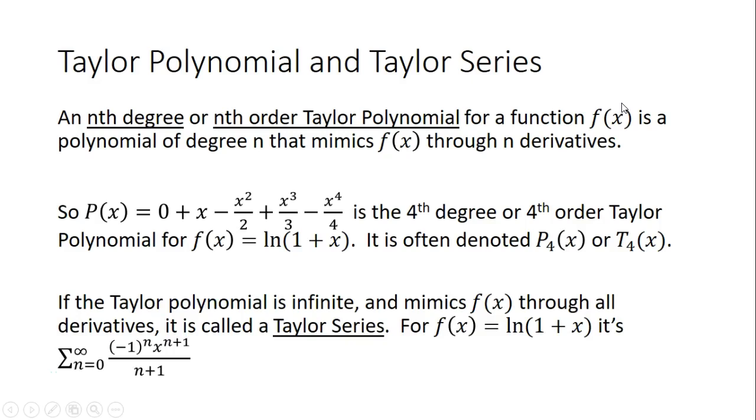If the Taylor polynomial is infinite and mimics f of x through all derivatives, it is called a Taylor series. For the function we were just looking at, here would be the sigma notation. The negative 1 to the n is going to make it alternate, right? We have positive, negative, and so on. And then we have x to the n plus 1 over n plus 1. That comes from that anti-deriving we had before. You could start this at 1 and then just do x to the n over n. That'd be fine. But we see here we have the second power over 2, third power over 3, fourth power over 4. This is the Taylor series that represents this function, natural log of 1 plus x.